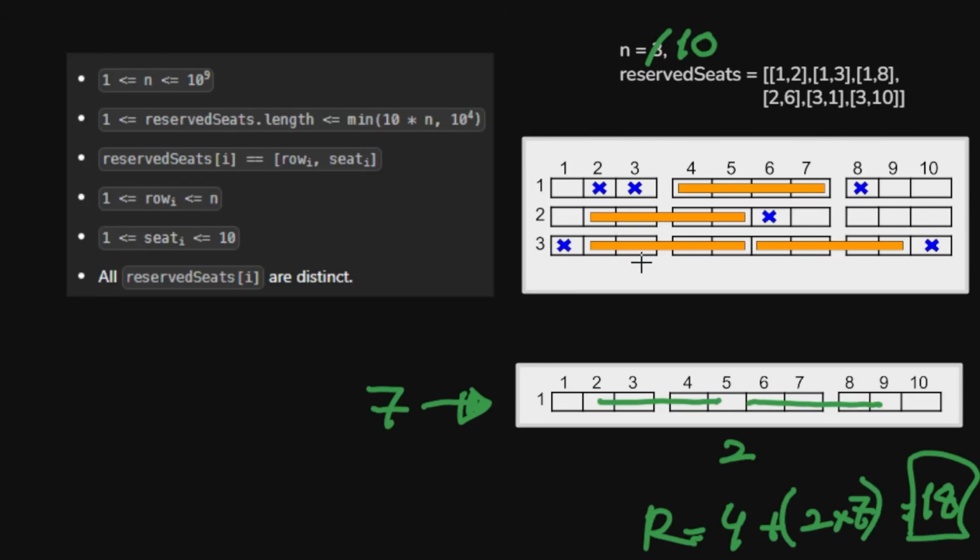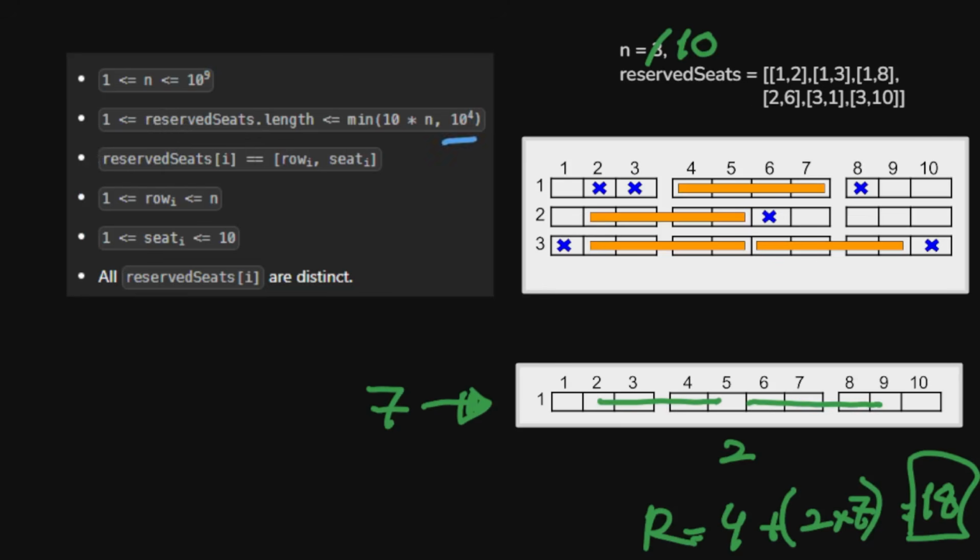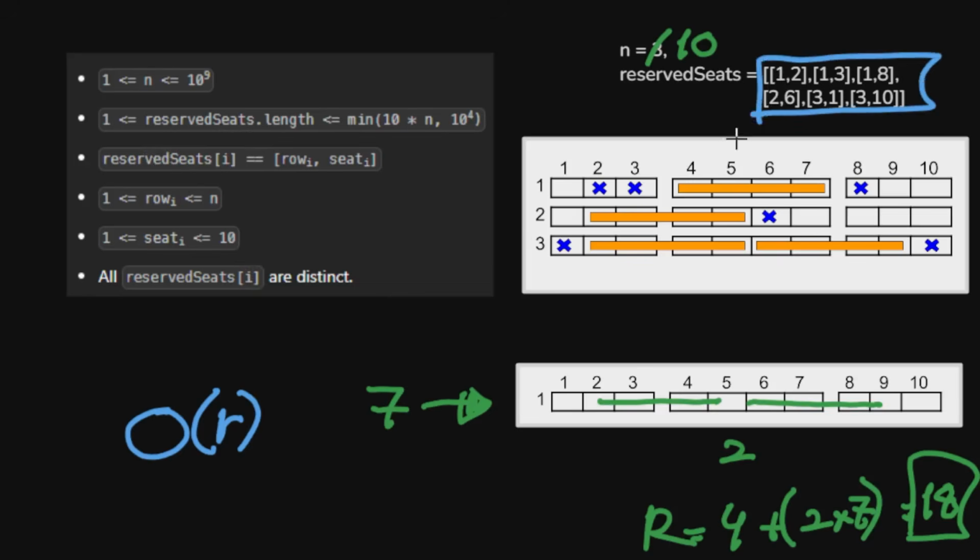So once again, the key to solve this problem is here in the constraints. We can iterate up to 10 to the power of 4 reserved seats and solve remaining rows with math. Overall time and space complexity here is big O of R, where R is the number of reserved seats. We are iterating every element here, and we need space for the corresponding map. So with this in mind, now let's go with the code.